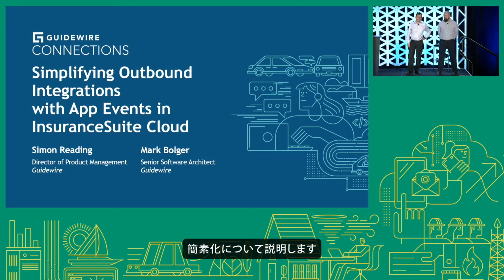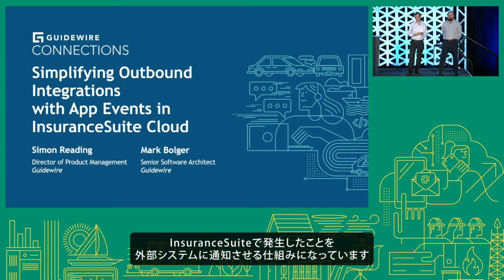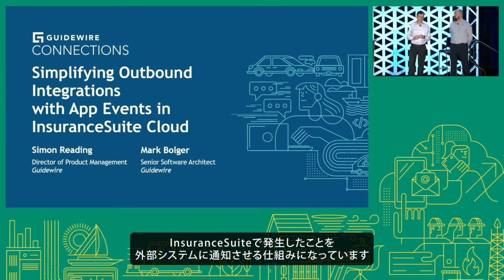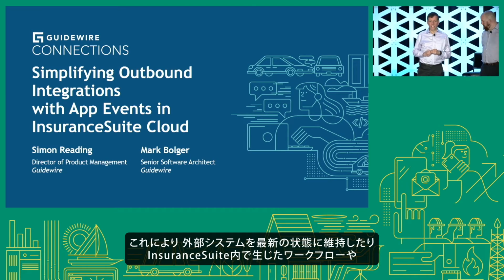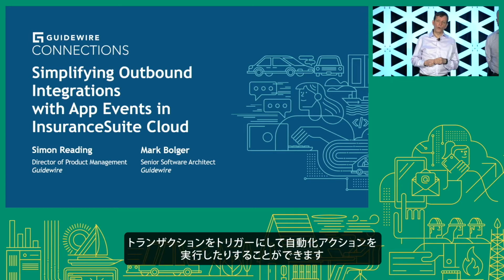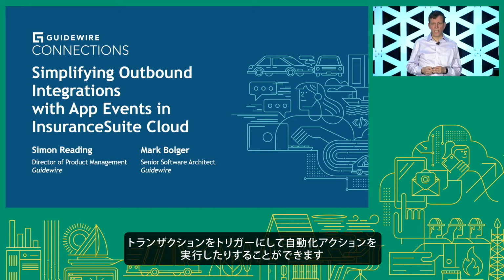And today we're going to be talking about downstream integration, simplifying outbound integrations from InsuranceSuite to external systems. So this is a super common integration pattern in which you have an external system which needs to be notified that something has happened in InsuranceSuite. It needs to do this in order to keep the external system either up to date or to trigger automated actions as a result of workflow and transactions that have occurred inside InsuranceSuite.